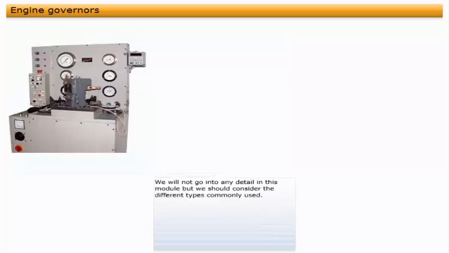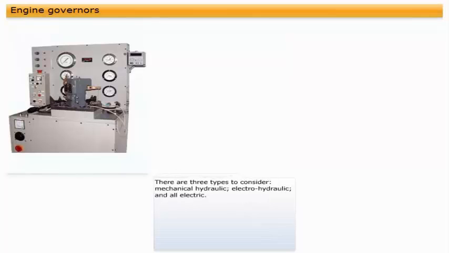The control of a diesel engine fuel system is achieved using a fuel regulator, which is commonly called a governor. We will not go into any detail in this module, but we should consider the different types commonly used. There are 3 types to consider: mechanical hydraulic, electro-hydraulic, and all-electric. The basic principle of a governor is the same, irrespective of the type.